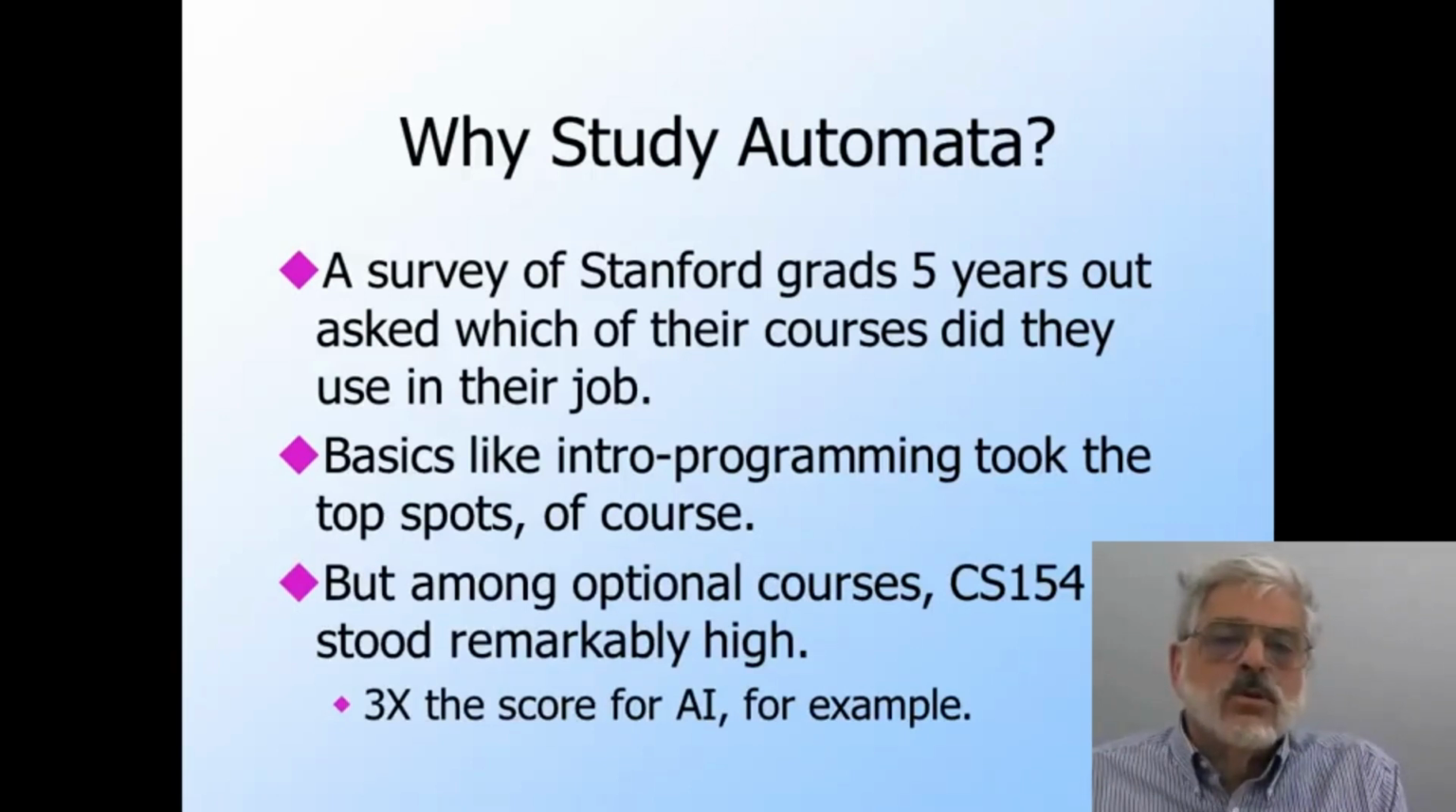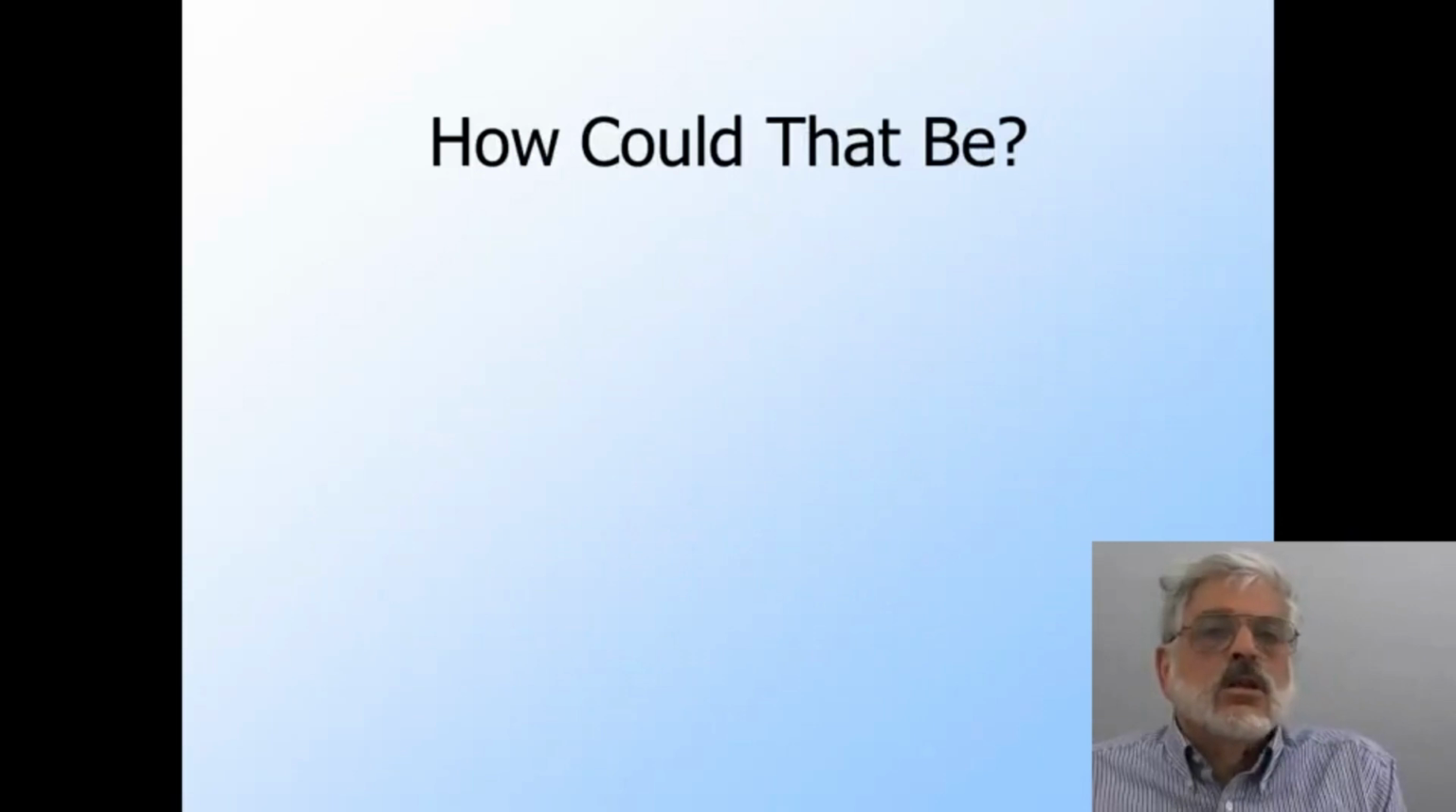But after the required courses, we found that CS 154, the automata course on which this set of videos is based, was second after the database course. It was cited by 3 times as many as cited the introductory AI course, for example. So I want in the next few minutes to try to explain what it was about automata theory that impacted what our former students were doing in their professional lives. So let's see some of the ideas we're going to learn about in the course and how they appear in practice.